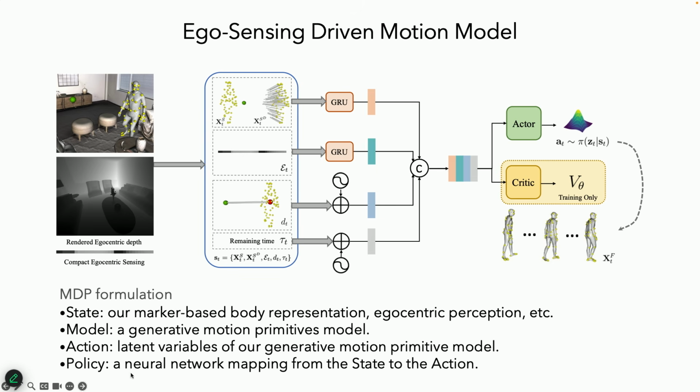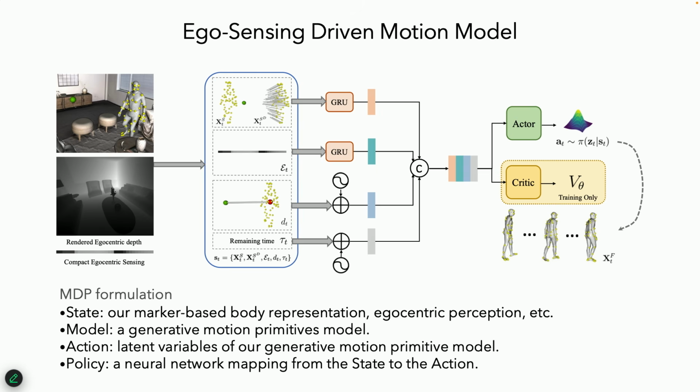And we also have a policy. So basically, it's a neural network that maps from state to action. It takes where am I, where is my target, what I'm looking at, what is my egocentric sensing, and then it tries to generate this latent variable to drive my body to go towards the goal, right? Meanwhile, it tries to avoid other objects, moving objects, static objects in the environment. So this is a key idea of this motion synthesis model.